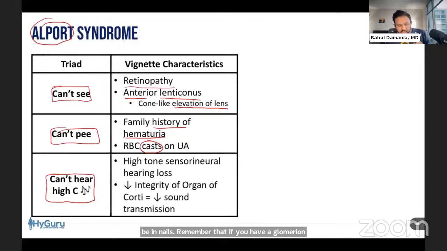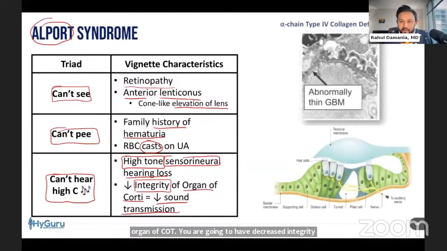Now, can't hear, high C. This is going to be where you're going to get sensorineural hearing loss. And this is particularly going to be for the higher tones. Recall that histologically in your ear, you are going to have the cochlea have a specialized cell area known as the organ of Corti. Bad type 4 collagen, bad basement membrane of the organ of Corti, you are going to have decreased integrity of this organ, and you're going to have less sound transmission to cranial nerve number 8.